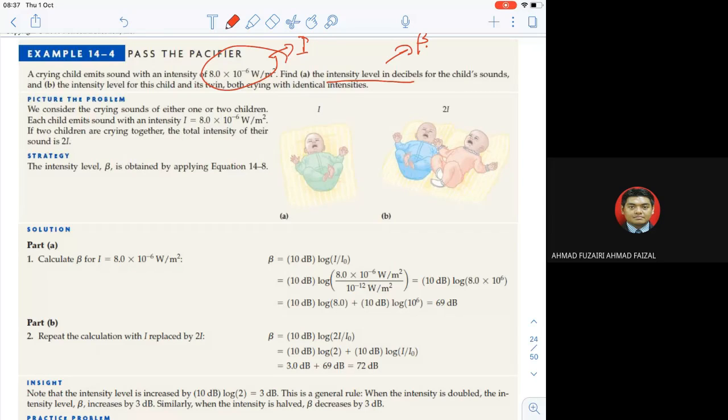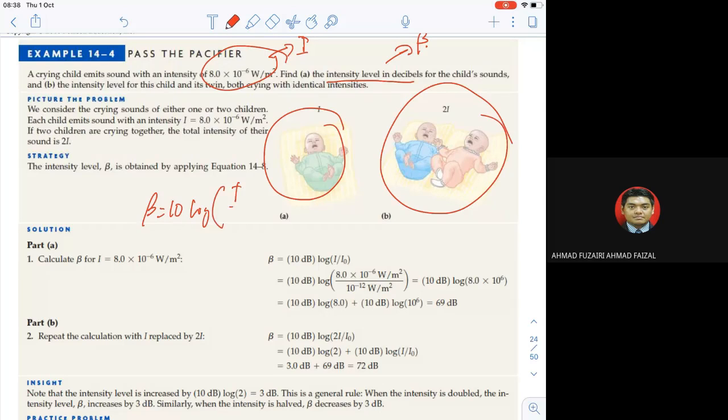And B, the intensity level for this child and its twin, both crying with identical intensities. So this one is for part B, and this one is part A. Look at what they did. They need to establish the equation first. So this is the equation: beta equals 10 log I over I naught.